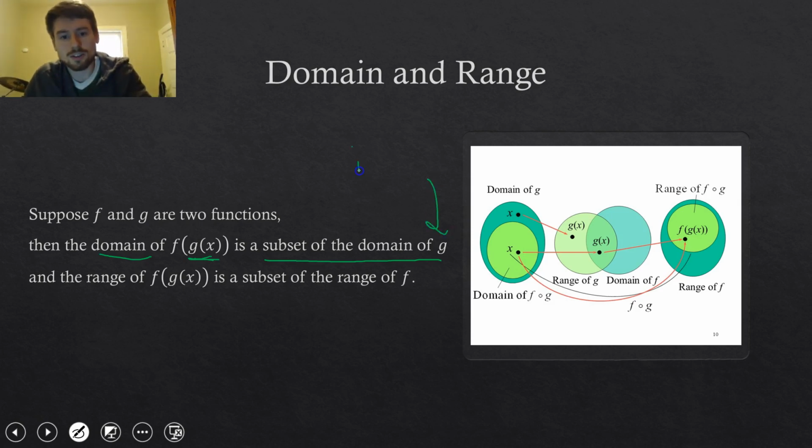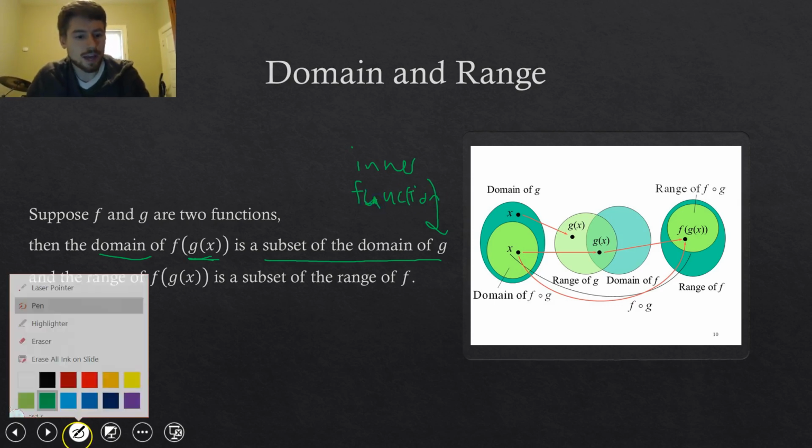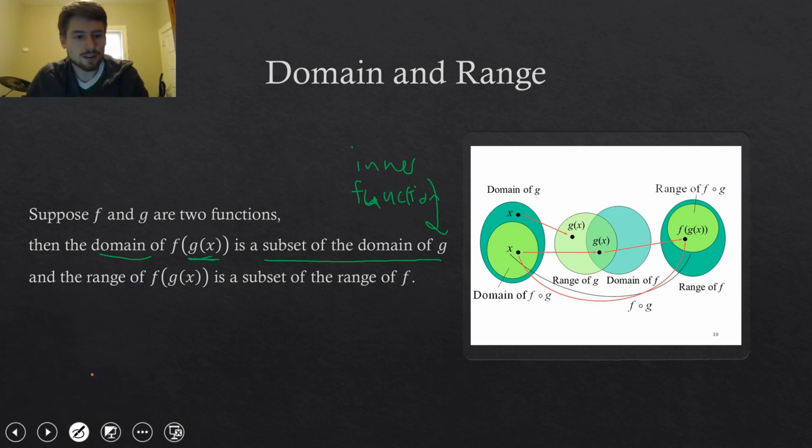So this is the inner function. And the range of f of g of x is always a subset of the range of the outer function. So the outer function's range is going to contain the range of the function composition. And this is the outer function.